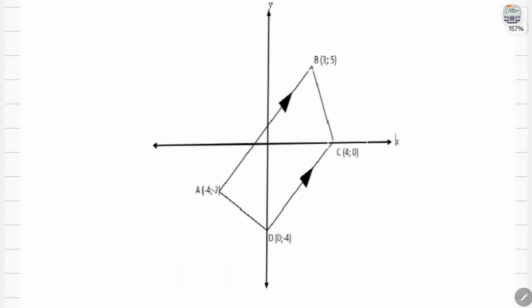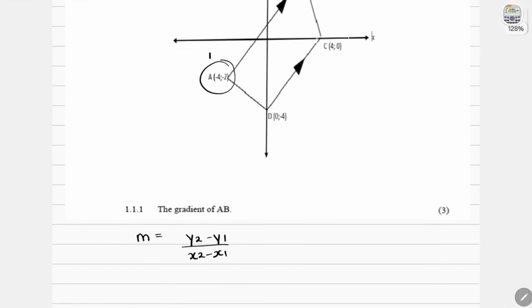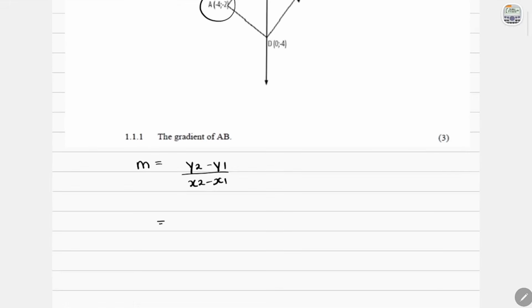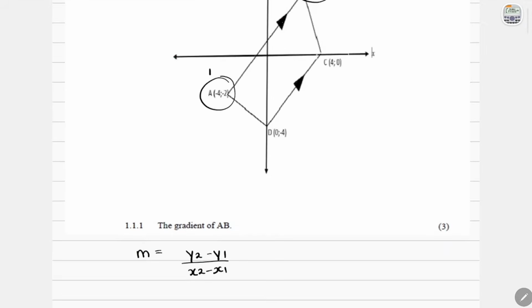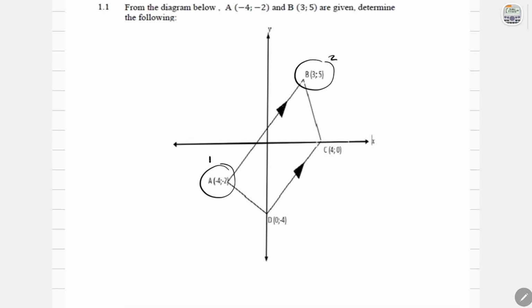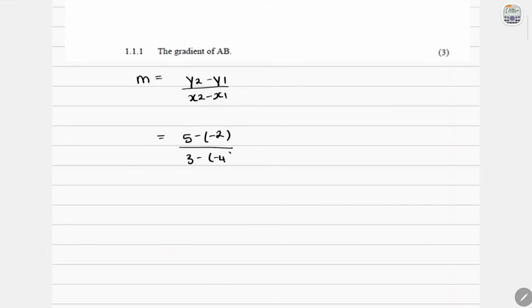Okay, so we've got A and B. We can just take this as point number 1 and point number 2. And so to find the gradient of a line, the formula is the change in y over the change in x. So we have already marked our first and second point. And so we're going to take y2, so the y value of point number 2, which is 5. So this is 5 minus y1, which is -2, so minus -2, all over x2 minus x1, which is 3 minus -4. So 3 minus -4, and this will give us the gradient of AB.